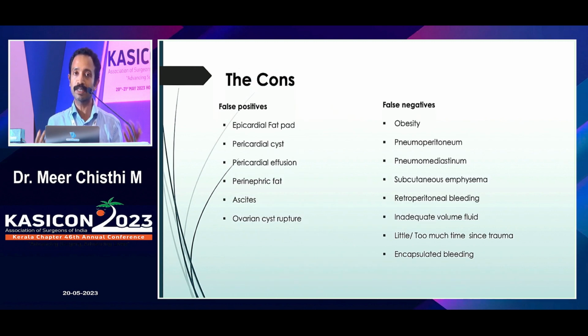The cons, the disadvantages: there are a large number of false positives due to thickened pericardial fat, cyst, even a thickened perinephric fascia, ascites, even a physiologic rupture of ovarian cyst can bring up a false positive. Whereas false negative can occur due to obesity, presence of air inside or outside the chest wall, inadequate volume, too much or too little time since the trauma, and even encapsulated bleeds.